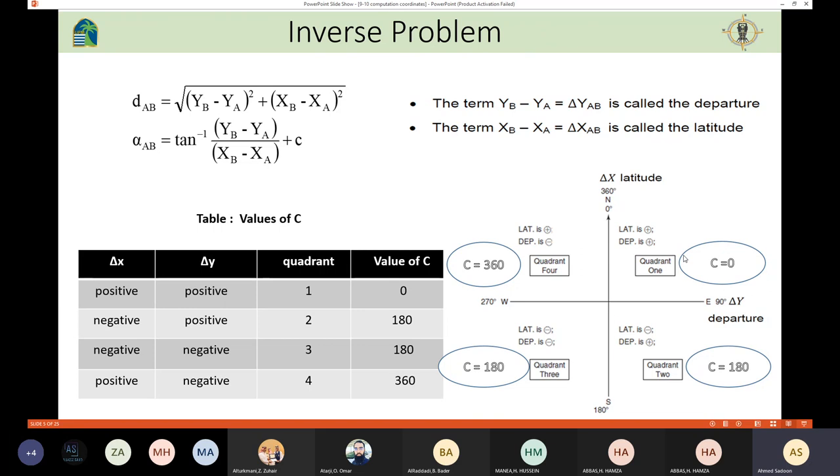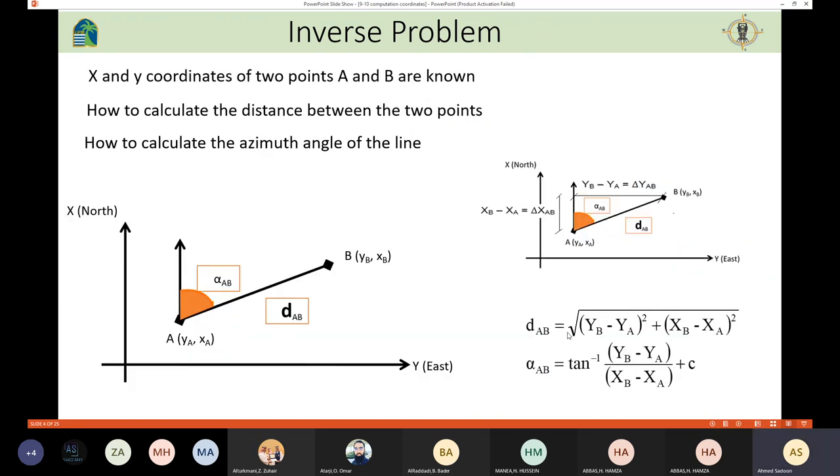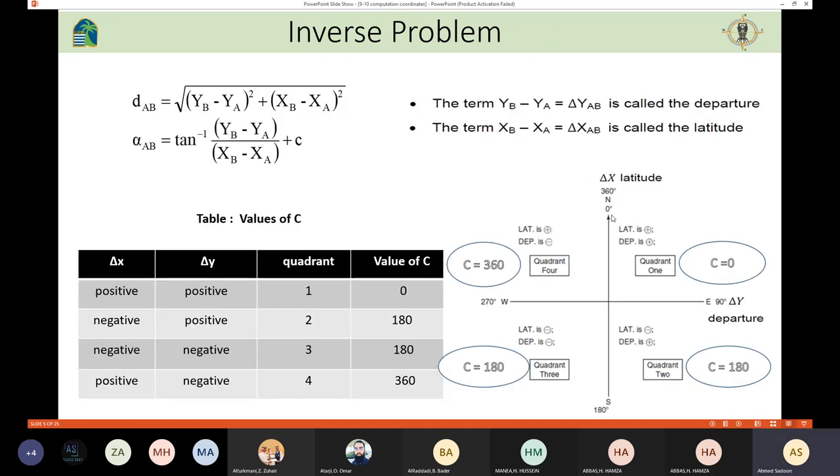So how will I be able to know the location of the line? Remember, we talked about the difference in the north and the difference in the east. The difference in the north, we call this latitude, and the difference in the east, we are going to call this departure. So before I determine the distance, I need to determine the departure and the latitude, because the signs of the departure and the latitude are going to show me the location of the line.